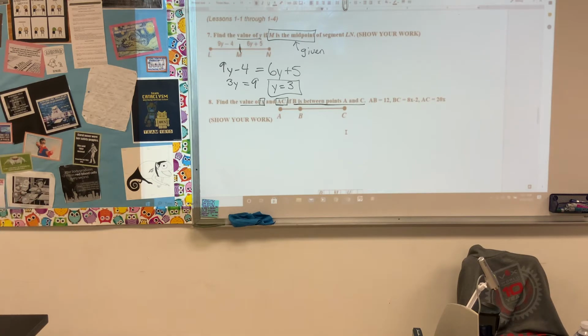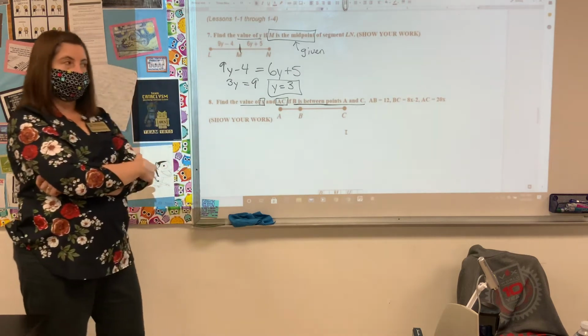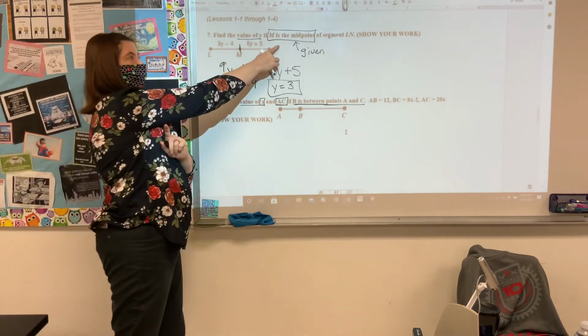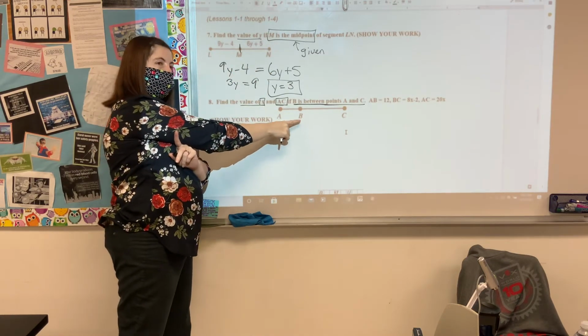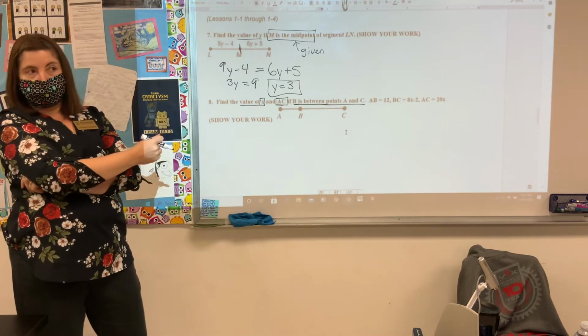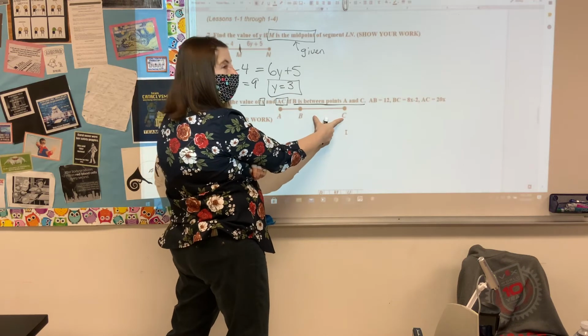Is there anyone else that thinks B's the middle? Yeah, B is the middle, but it's also not because it's in between. Yeah. In between is not the same thing as the middle. That's what I was going to say. Okay, because I didn't know what you were meaning. I understand that. I'm just asking, do we know, like, here it said that M was the midpoint. Does this say that B is the midpoint? No.